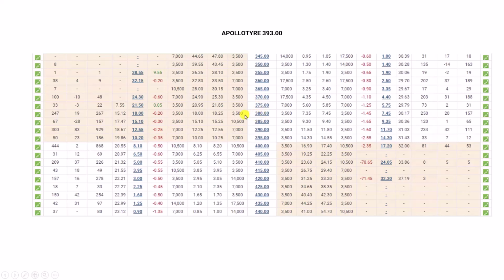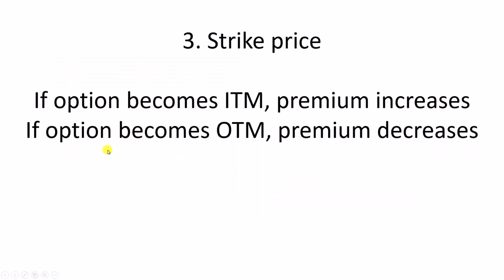380. 380 is in the money, correct? According to today, 380 is in the money. But tomorrow, due to bad news, if the price goes to 370, then your 380 strike priced option becomes out of the money. So, if the option becomes OTM, then premium decreases.